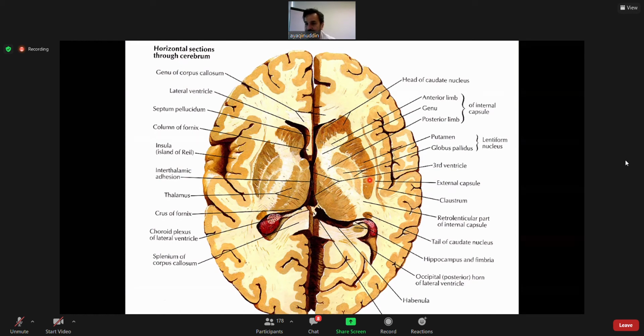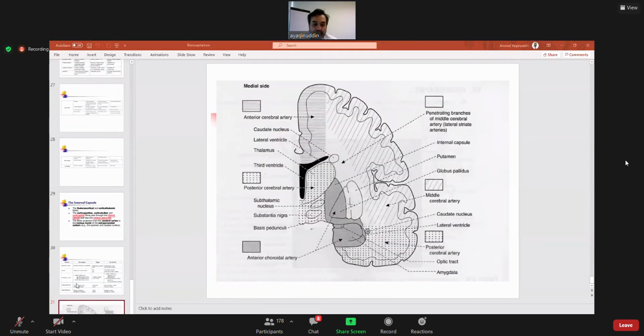So if you see here, you would find the anterior limb, genu, posterior limb, and then the retrolentiform part, which is lying behind the lentiform nucleus and going to the occipital cortex. And there is a part which is passing below the lentiform nucleus and then arching over it to enter the temporal lobe, which is called the sublentiform part of the internal capsule. So let me go back again to my initial presentation and see if we can share that. Okay, so we go back here and we see what we are talking about.